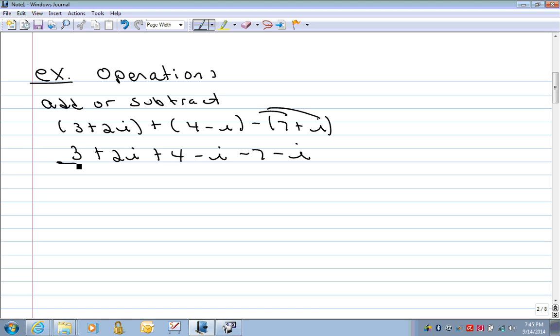Okay, all the real parts. We have a 3, a 4, and a -7. I believe that's going to be a 7 and a -7, which is 0. And then the imaginary parts, we have a positive 2i, a negative i, and another negative i, which happens to be 0i, so our answer here would be 0. Okay, that's kind of a funny example.